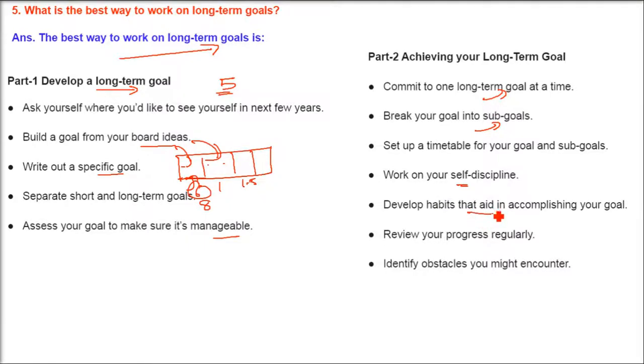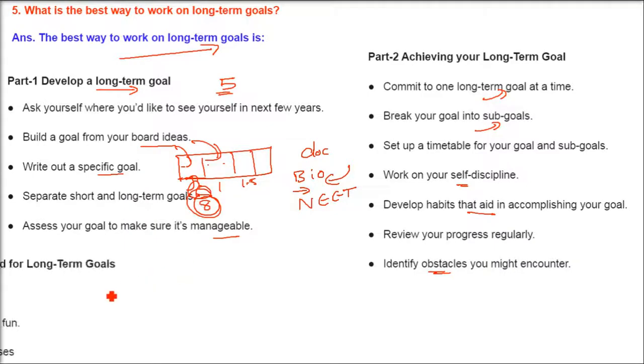Develop habits that aid in accomplishing your goal. That is, if you want to be a doctor, have you taken biology? Have you been preparing for your, say, NEET exam, which is going to come up in order to become a doctor? Review your process, and any problems or obstacles that come, identify them and try to overcome them.